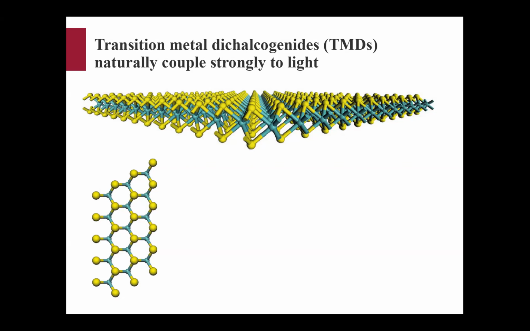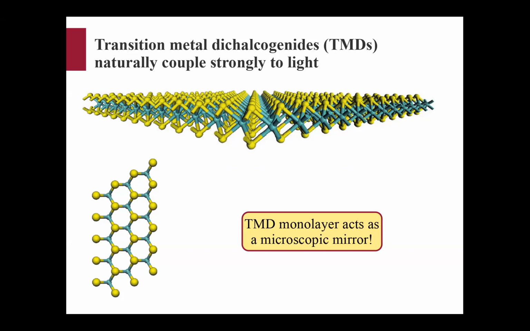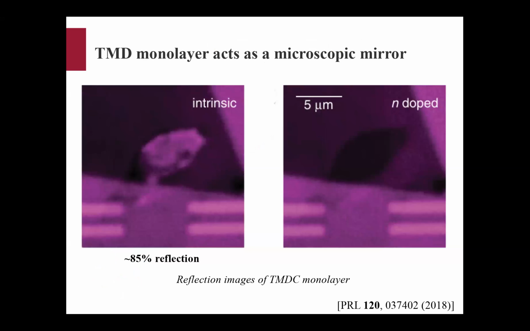There's a lot that can be said about these materials and the exciting physics that we can see on the electronic level and so on, but for the purposes of this talk, what I really want you to know is that there are excitons in these materials, and if you illuminate one of those excitonic resonances resonantly, then one of those layers acts as a microscopic mirror. Send it a photon, it will get reflected. This has been seen experimentally a couple of years ago. Here you see one of these TMD flakes in reflection, and you see that there's 85% reflection. But if you now remove the excitonic resonance, which is done here by a voltage, so you just move the resonance, then the reflection goes away.